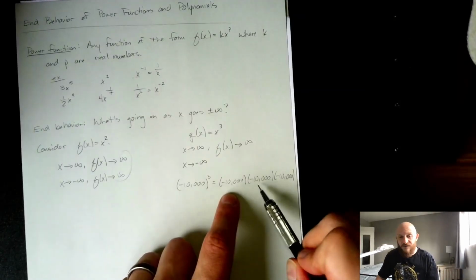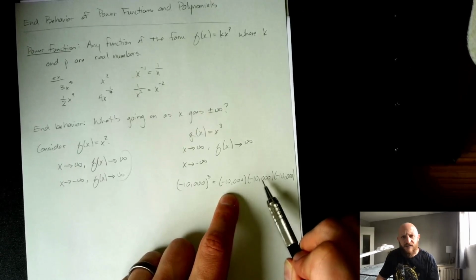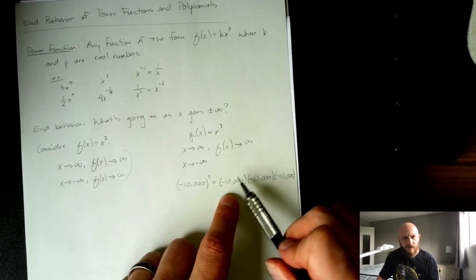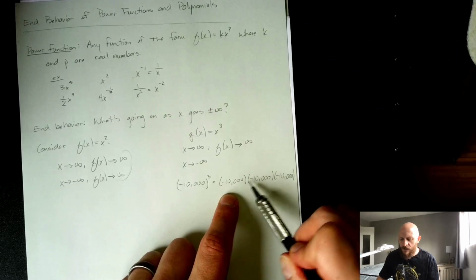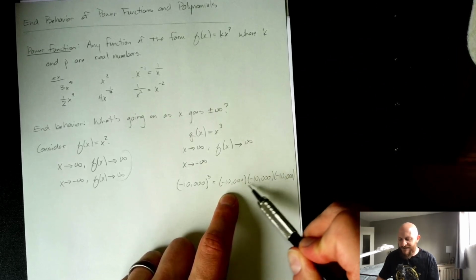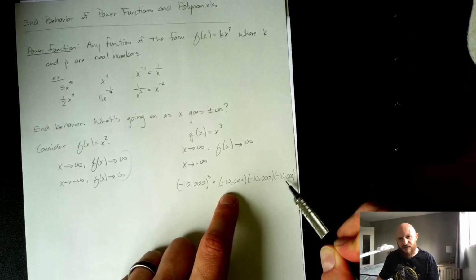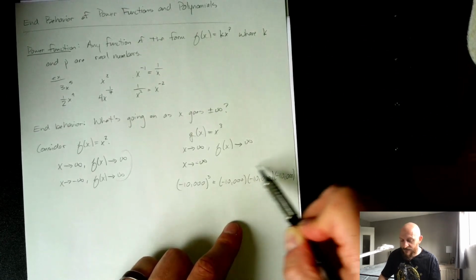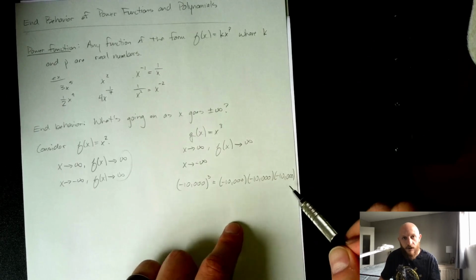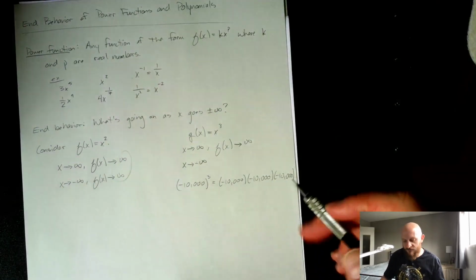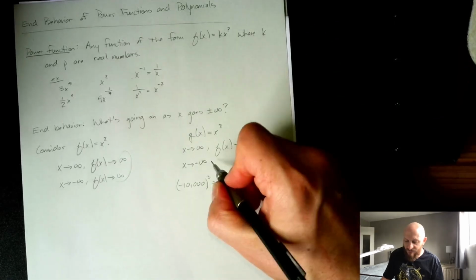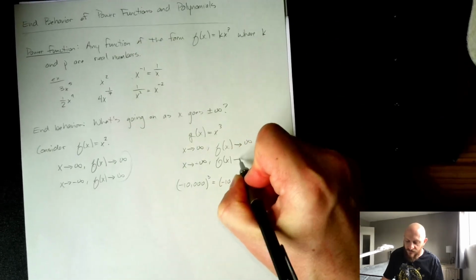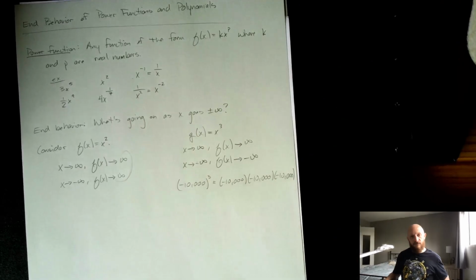So these first two, negative 10,000 times negative 10,000, the product of that is some really large positive number. So now we have some really large positive number multiplied by negative 10,000. A positive times a negative is always a negative, which means that negative 10,000 cubed is a negative number, and it's a very large negative number. So as x goes to negative infinity, f of x goes to negative infinity.